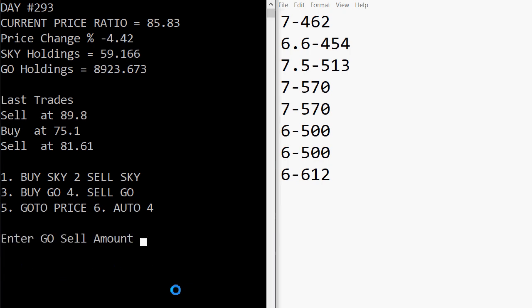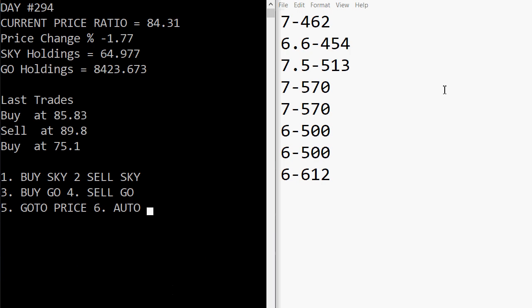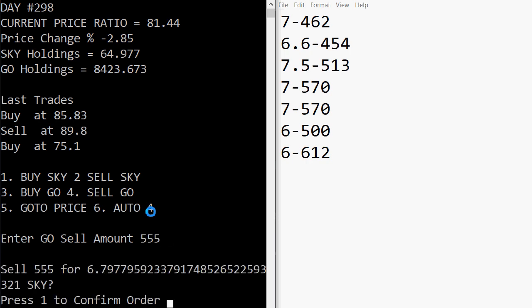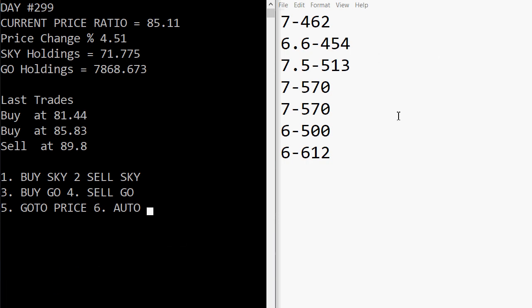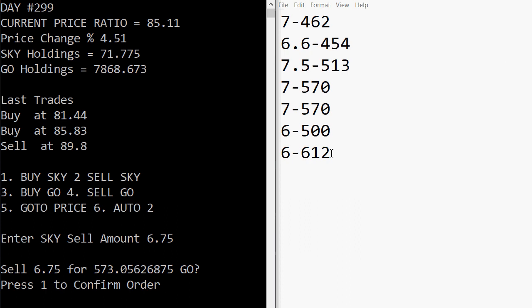Okay, 4% down. Let's get that. Let's get one of the 500s off the board. And then it goes down again. So let's get that 612 off the board and get a 0.79. And I can sell that. It was 679. So let's do 675. And do 573.